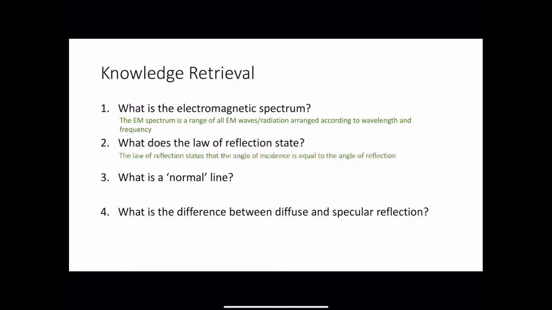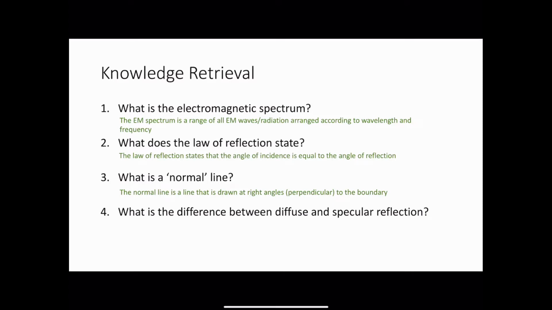Question number 3 is asking you what the normal line is. In physics, the normal line is a line that is drawn at right angles. In other words, it's perpendicular to the boundary that a light wave is reflecting or refracting off of.